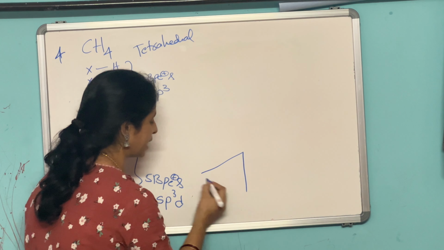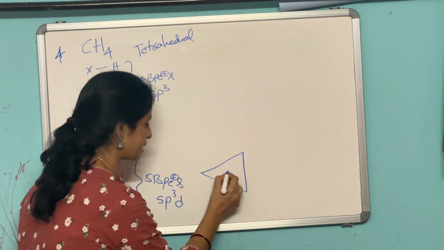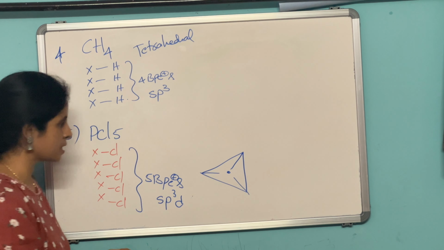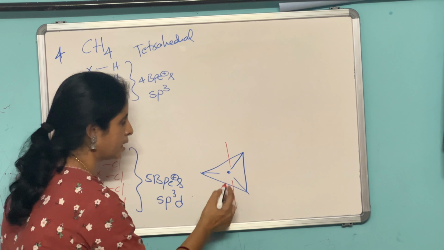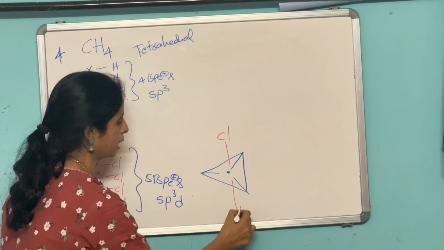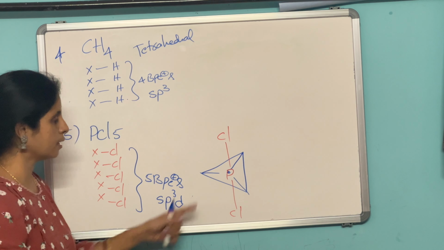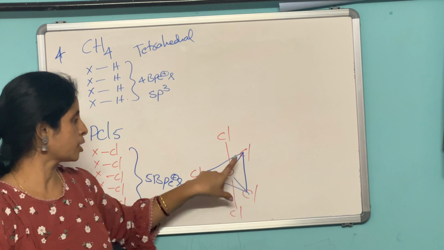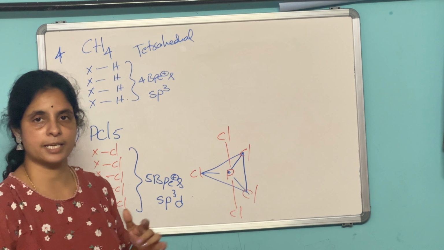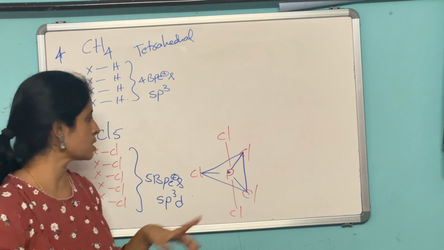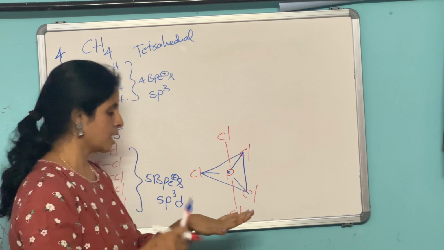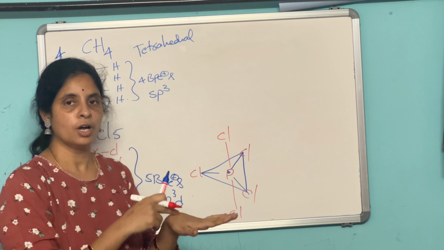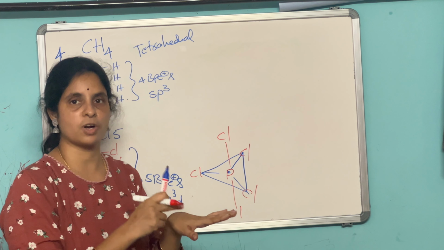5 means one triangle, with the central atom here, and the corner atoms, these we call equatorial atoms, and one above the plane, one below the plane. So chlorine, in the center it is phosphorus. Whatever chlorines occupy the corners of a triangle, we call them equatorial positions, and these are axial positions. All this I have discussed in the last video. If you didn't watch that video, please first watch that video.